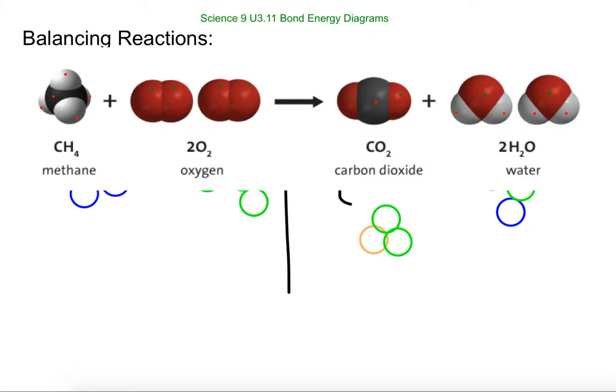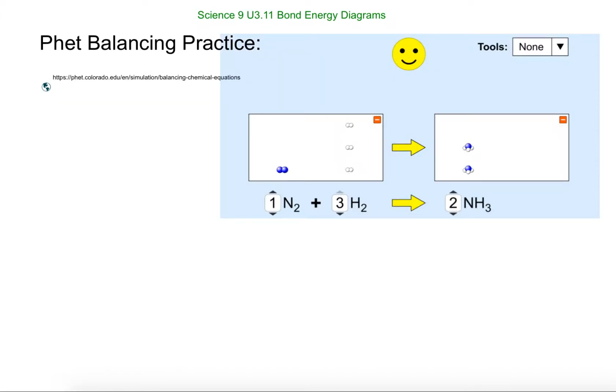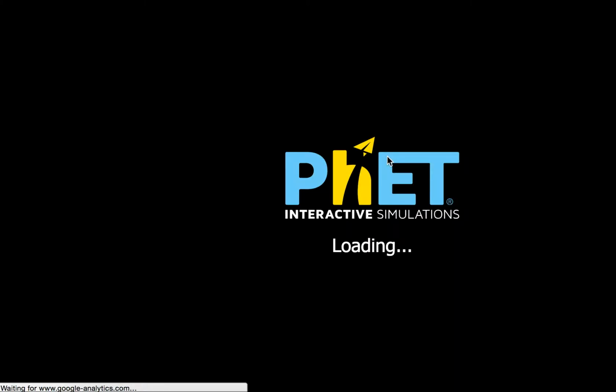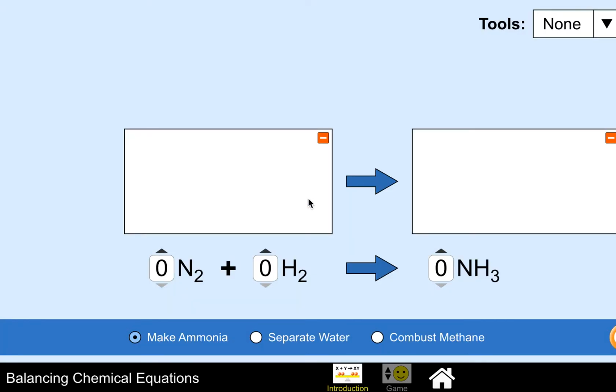We'll try a couple more together. What I'd like you to do is to jump on the VLE in a second and try this with the PhET demonstrations. Maybe I'll show you one, but if you click on this guy, it'll pop up, and there's 3 different types. We're just going to go for introduction.